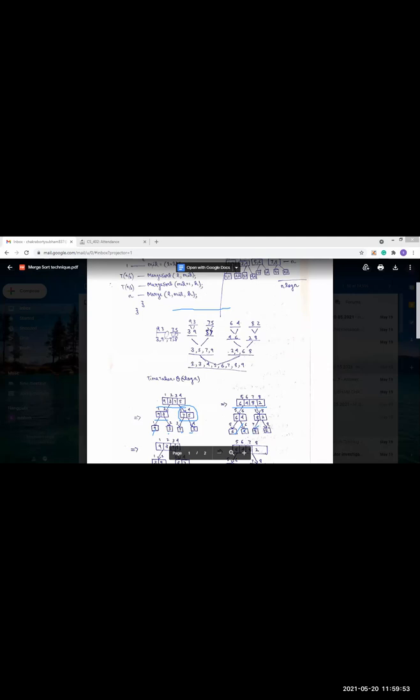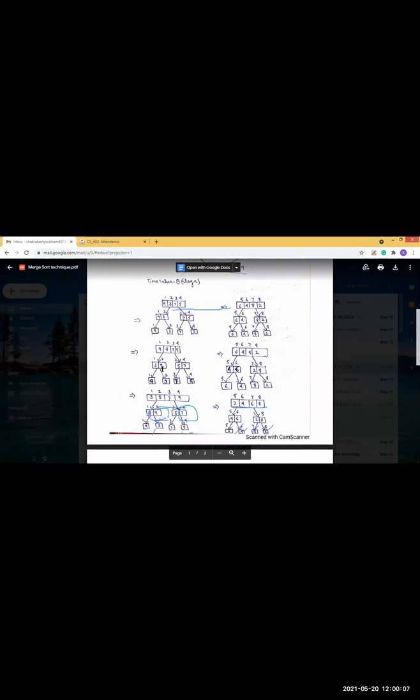So after getting the single elements, what? The first merging will be done in this step. Here you can see what I have done in the next step: 3 and 9 are merged, and 5 and 7 are also merged, because the first merging will be done here, and the second merging will be done here.